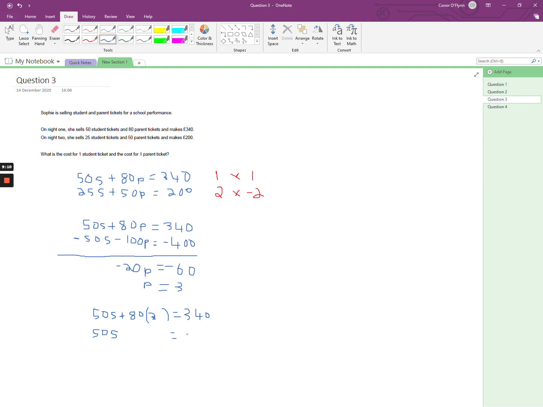Right. Just double check 340. So it'll be 340 and 80 by 3 is 240. Bring it over, minus 240. So that's 100. So 50S is 100. S equals 2. So my final answer is 2, 3. So in other words, 2 is for the student and the parent is 3. So 2 for the student. Yeah, that's fine. So just always double check your answer.